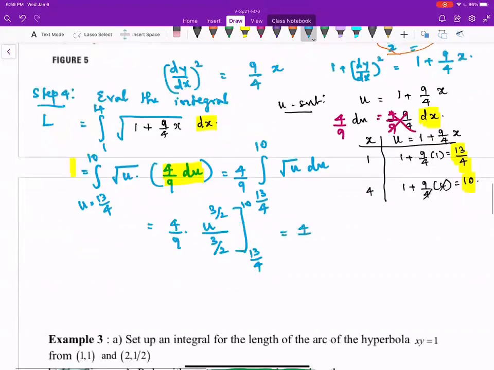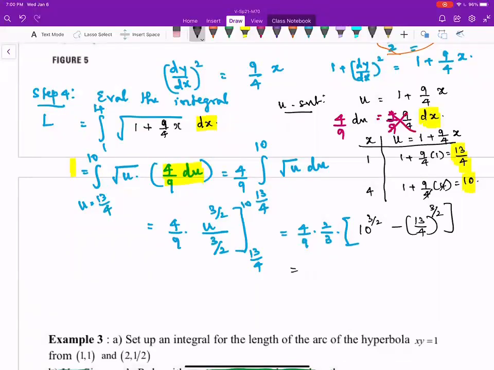So it is 4 over 9 times 2 over 3, then u to the power 3 halves, which is 13 over 4 to the power 3 halves minus 10. So the first upper limit, so we are going to substitute the upper limit for the first one. So it is going to be 10 to the power 3 halves minus 13 over 4 to the power 3 halves.